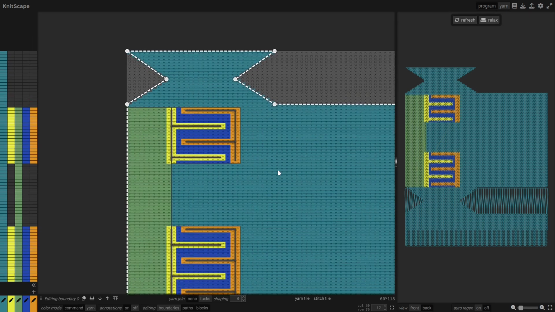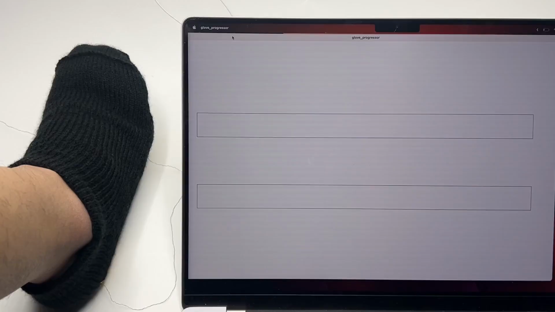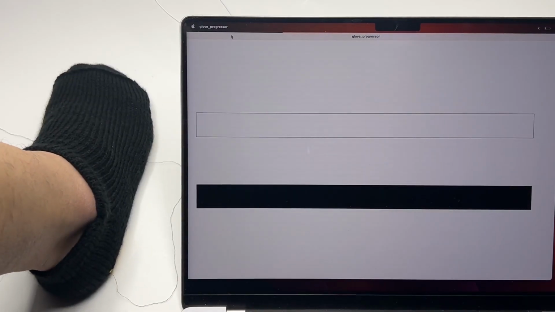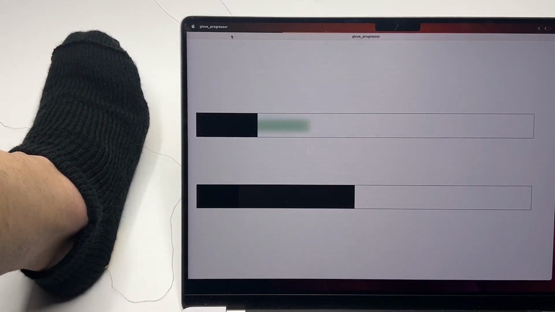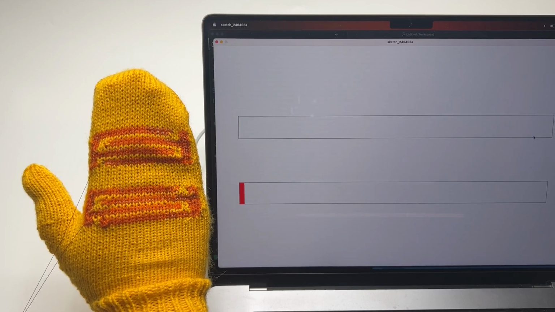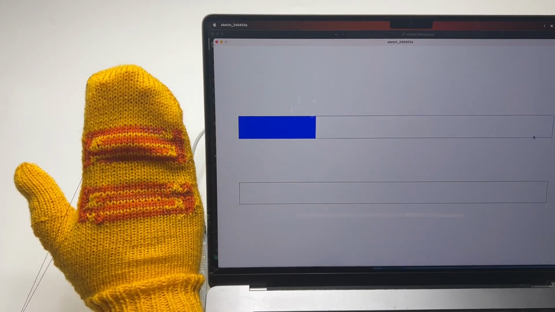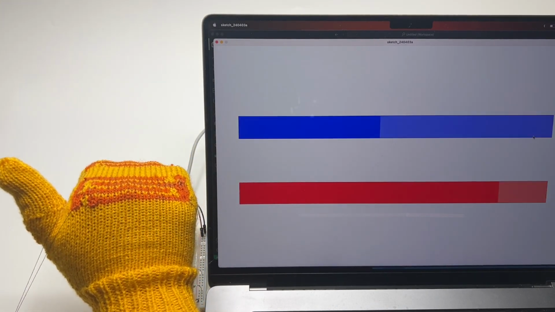We can use yarn paths to place pressure sensors at the heel and toe of a sock pattern. A similar sensor can be used to sense stretch or bend, which we have used here to make a bend-sensing mitten.